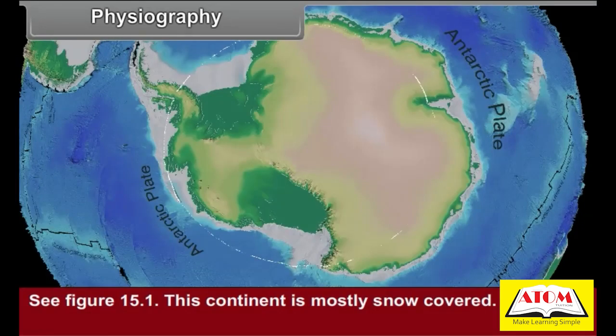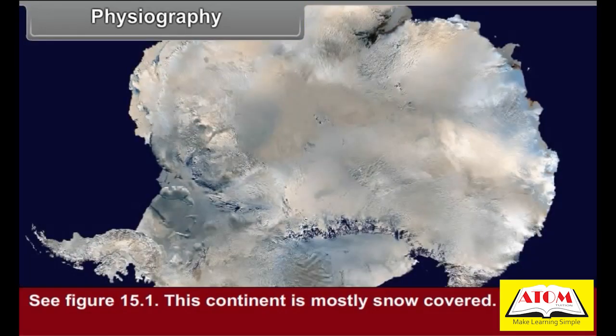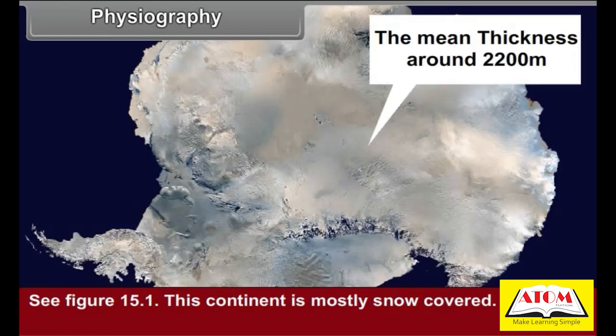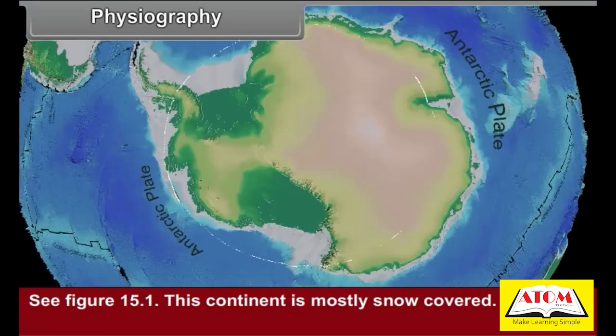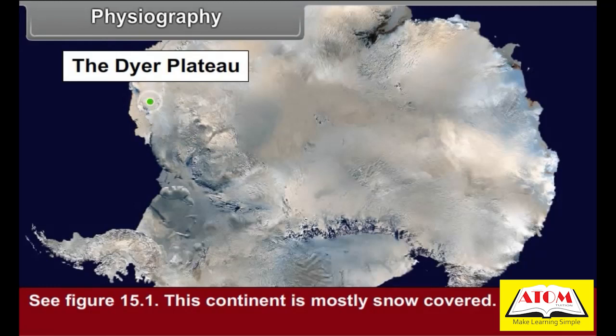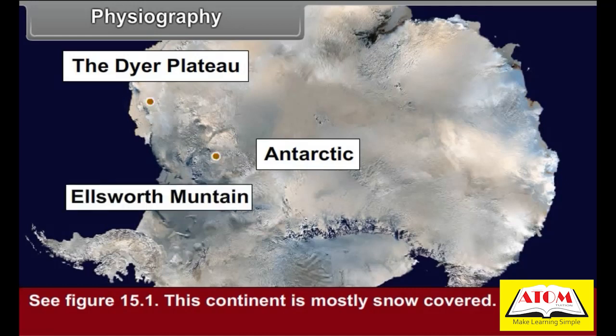Physiography. See figure 15.1. This continent is mostly snow-covered. The mean thickness of snow here is around 2,200 meters, whereas the maximum thickness is around 4,500 meters. The central portion of this continent is a plateau, and there are a few mountain ranges along the sides. The Dire Plateau is situated on the Antarctic peninsula of this continent. Ellsworth Mountain is to the south of it.